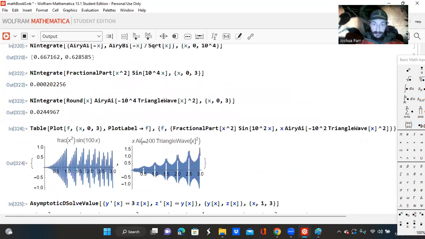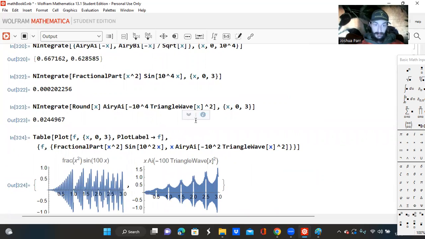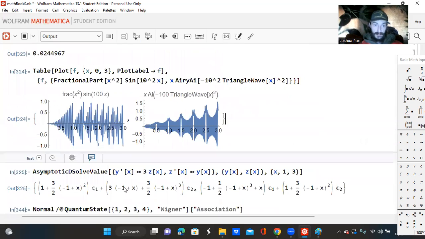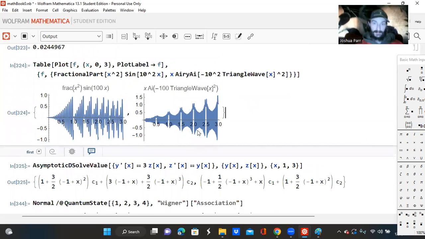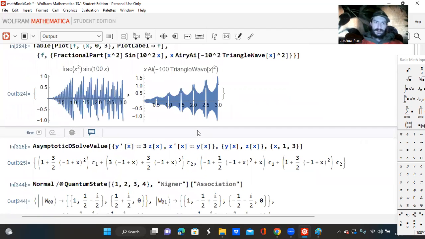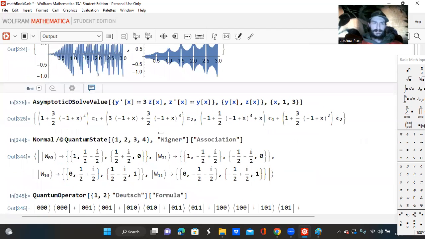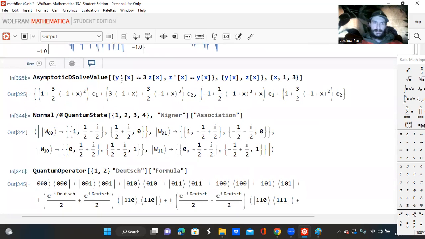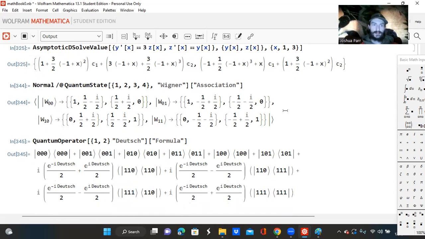Triangle wave. I created the triangle wave, the bounds for it, and then I'm plotting the triangle wave that I created. Asymptotic value, DSolveValue, y prime of x equals 3 z of x, z prime of x, y of x, z of x, x from 1 to 3. Bam. Does it. Quick, fast, hurry.